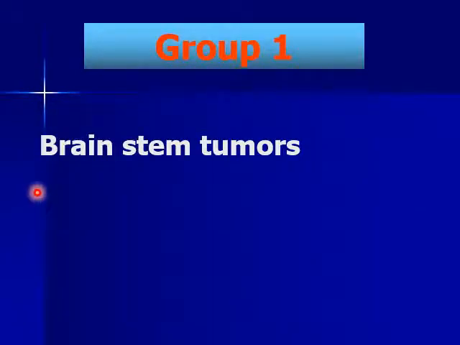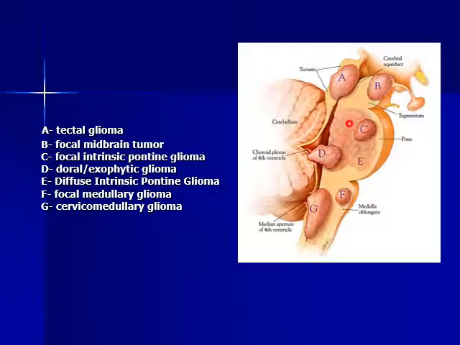Let us start with the first group, which are the brain stem tumors. We have a lot of brain stem tumors. Most of them are named after their anatomical locations or behavior. As you see, we have tectal glioma, focal midbrain tumors, focal intrinsic pontine glioma, diffuse pontine glioma, dorsal exophytic glioma, focal medullary glioma, cervicomedullary glioma.